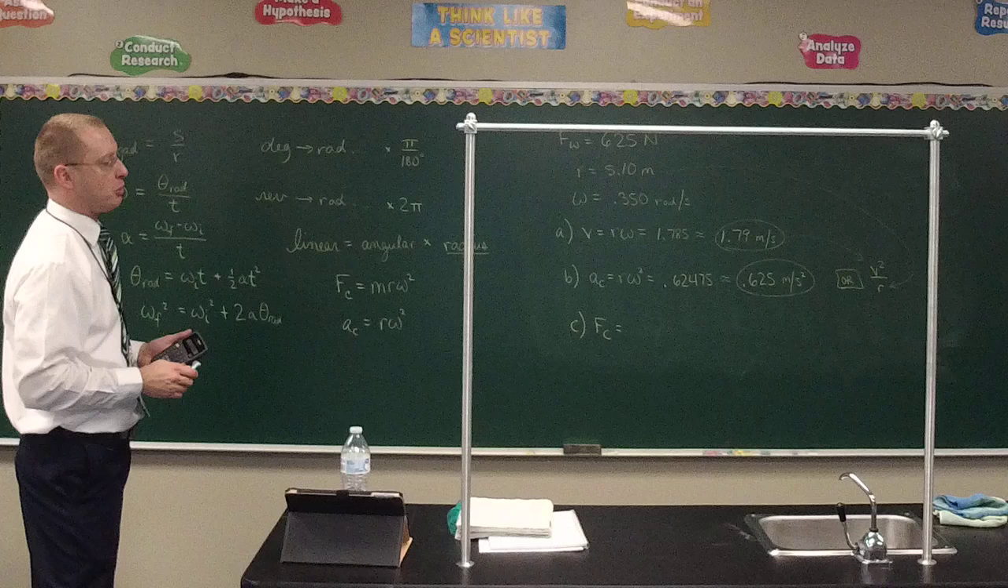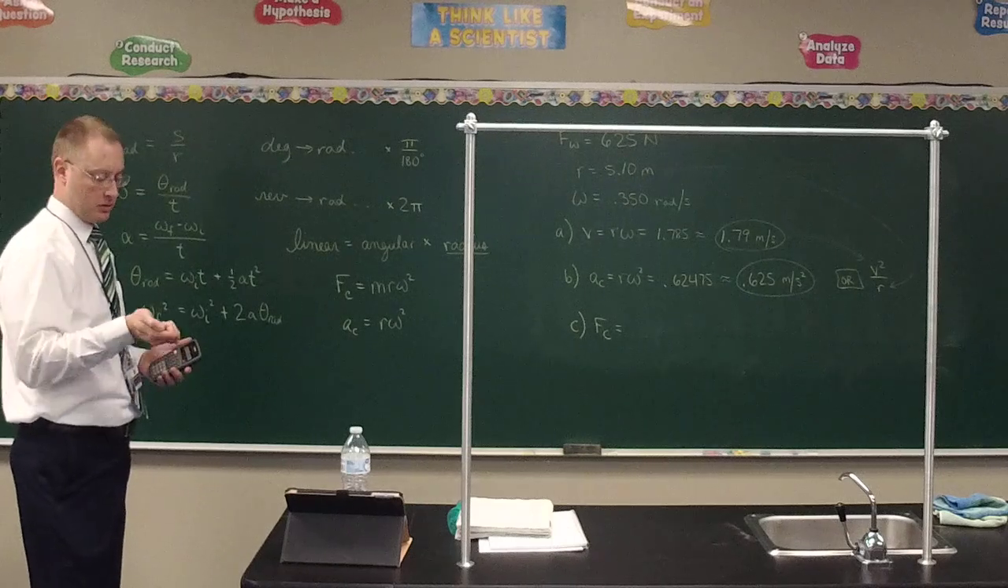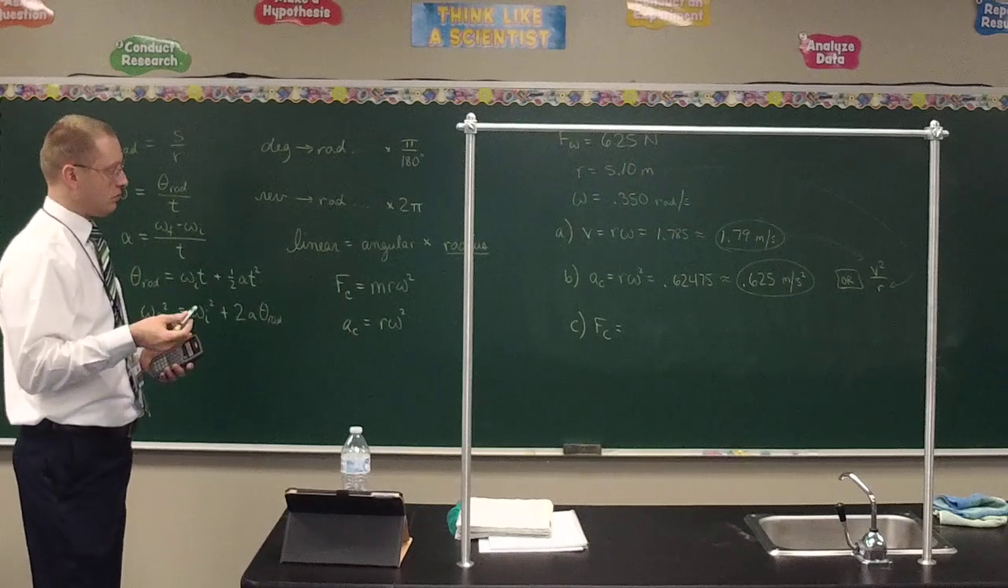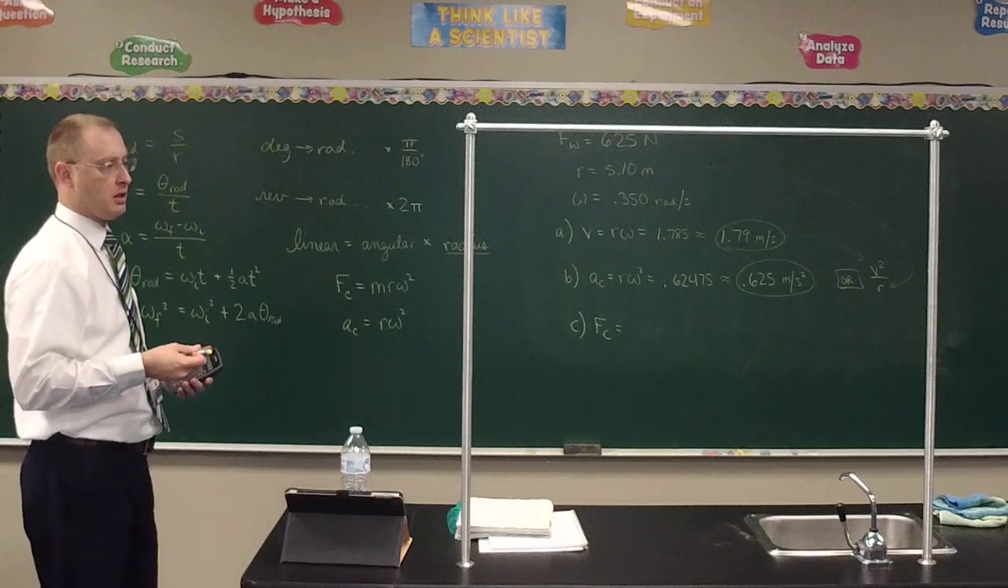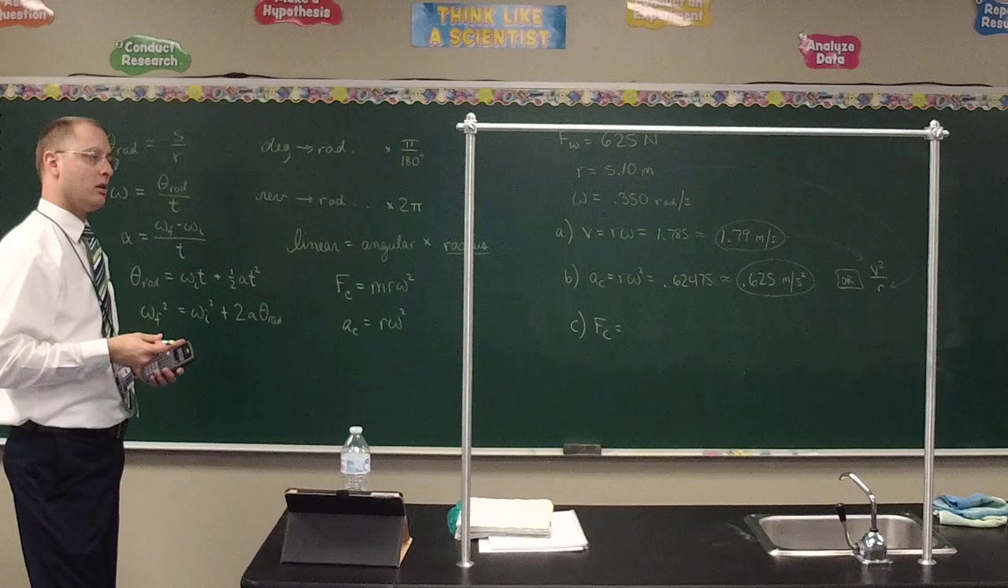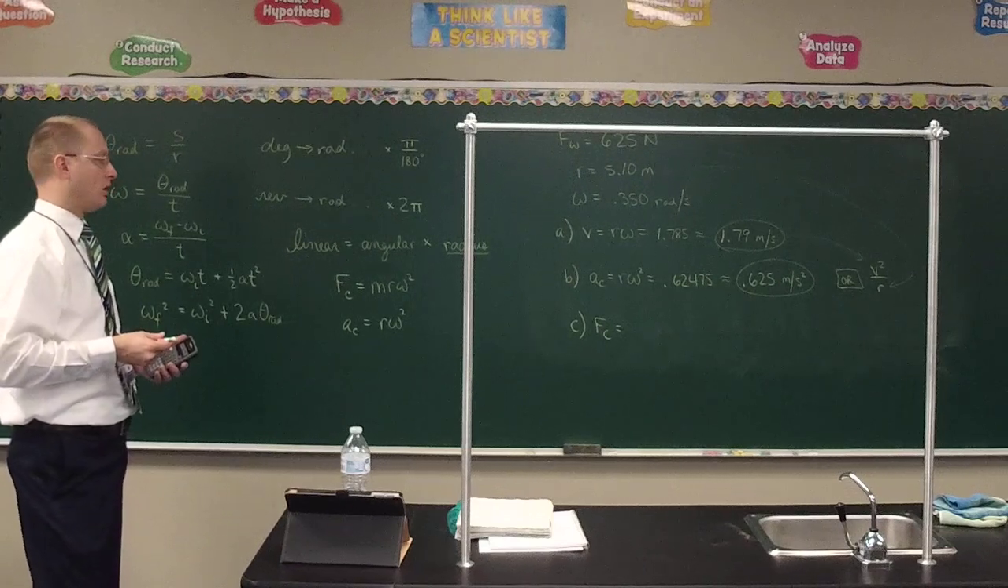I'm wondering if you multiply by 0.5. So I did 0.350 squared. Right, you square that, and then multiply by 5.1. Got it now? All right.